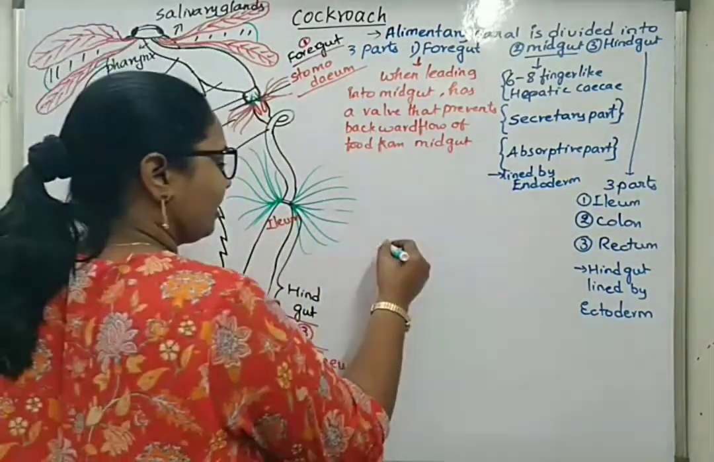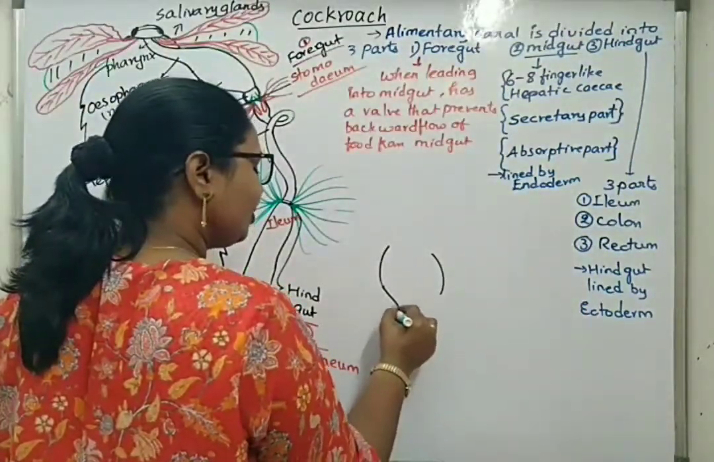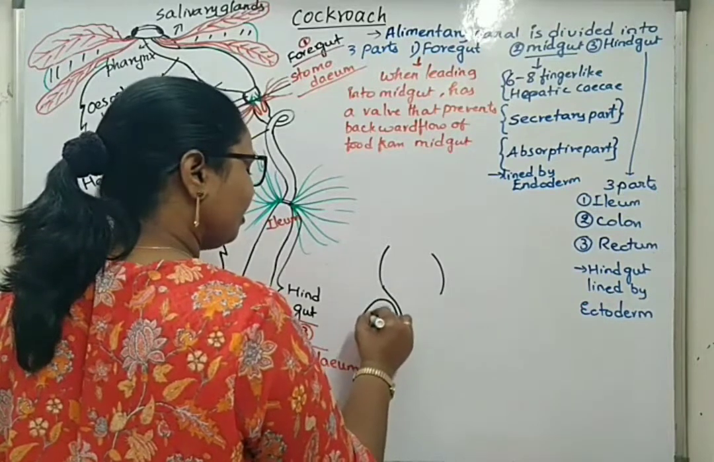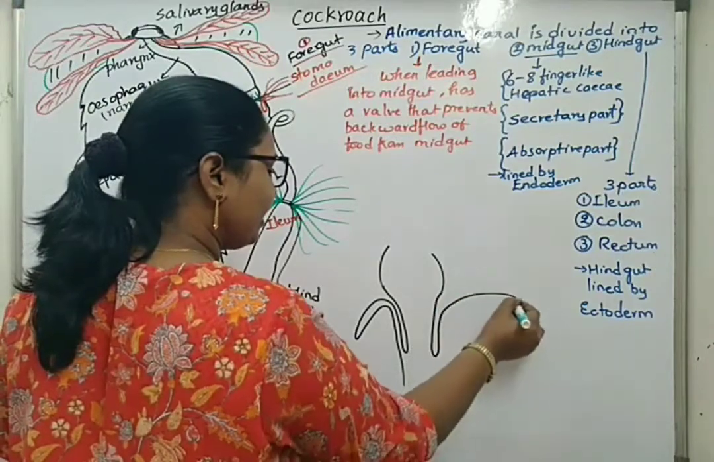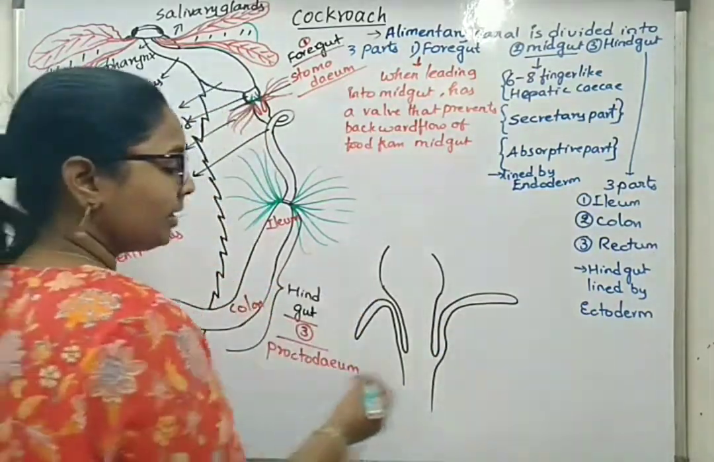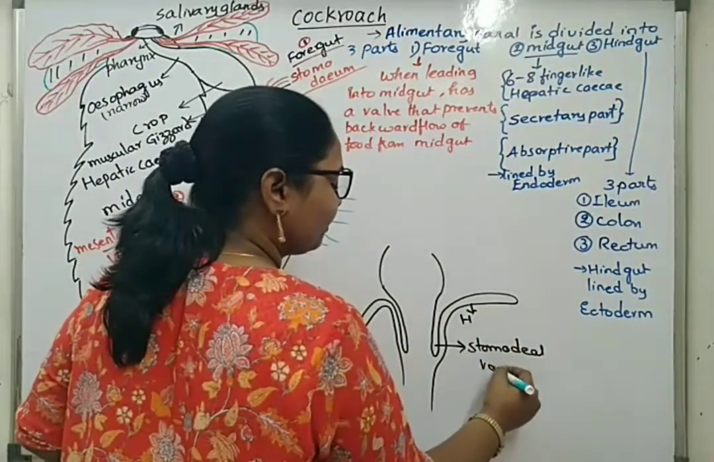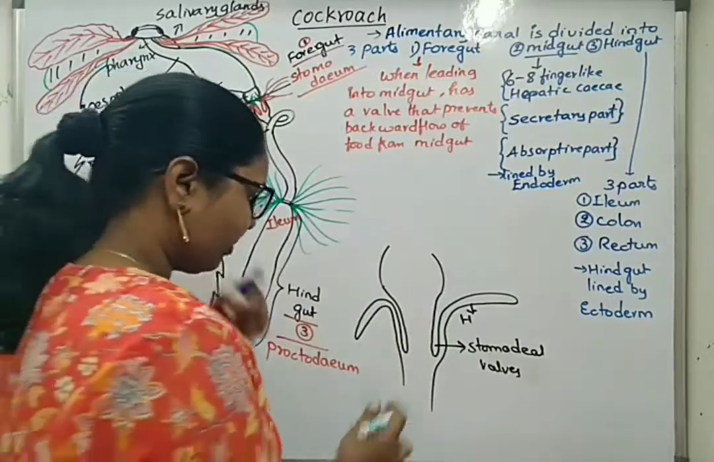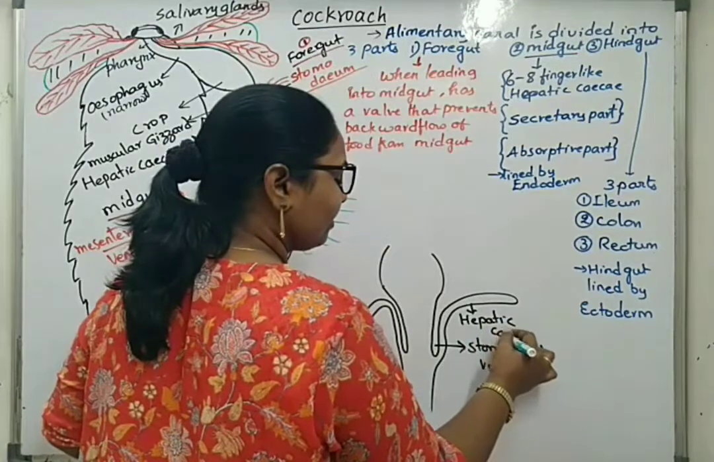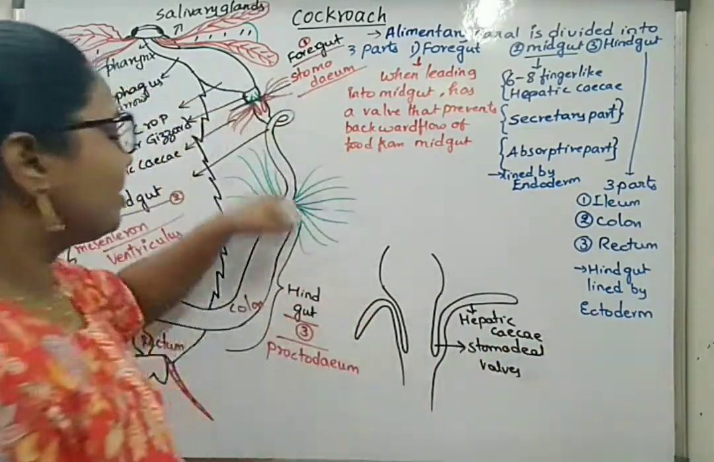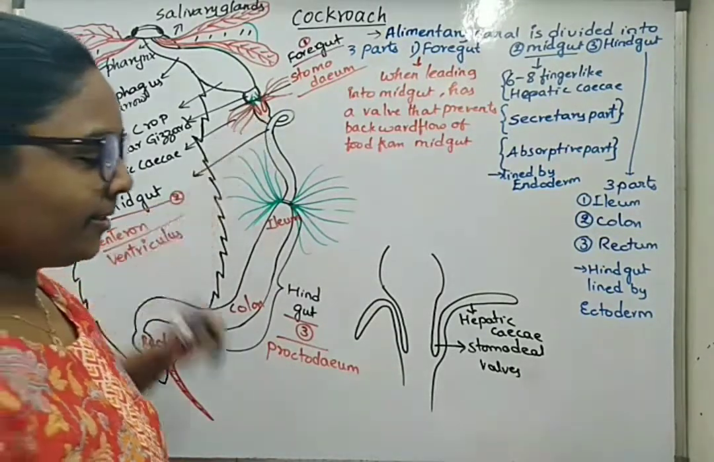the structure looks like this: if this is the gizzard, it extends initially towards the inner side, and now the structure is giving rise to the hepatic caecae. Now these structures are stomodial walls. Now these structures are called hepatic caecae. The structures which protrude towards the inside, I have represented here with a red color.